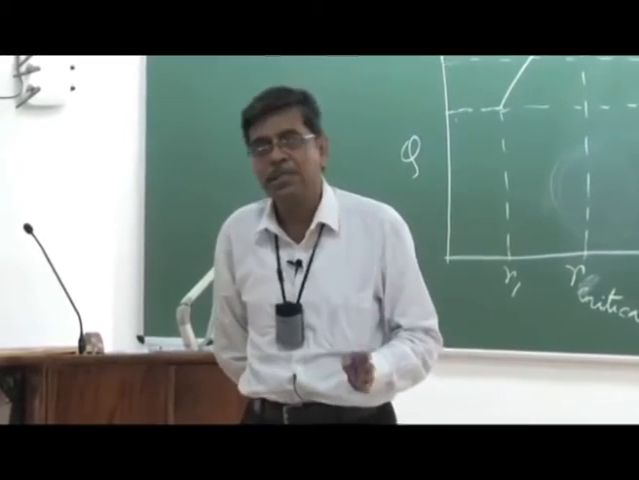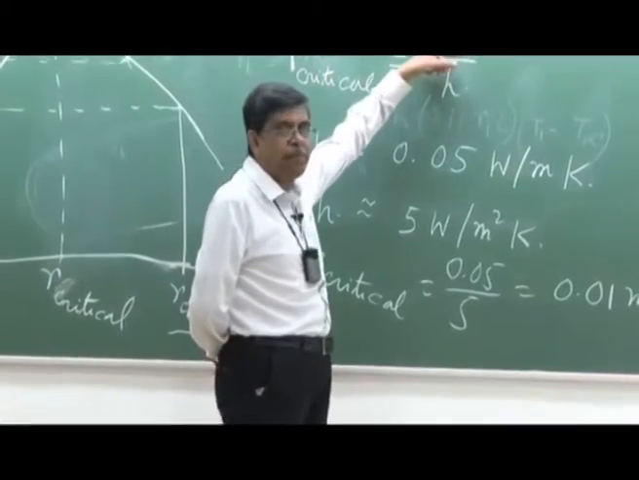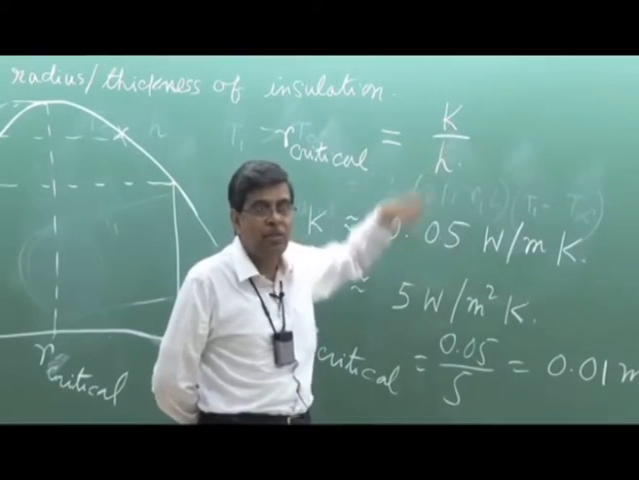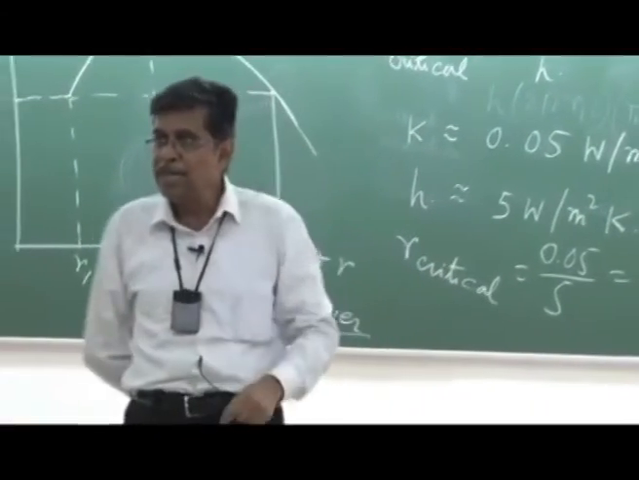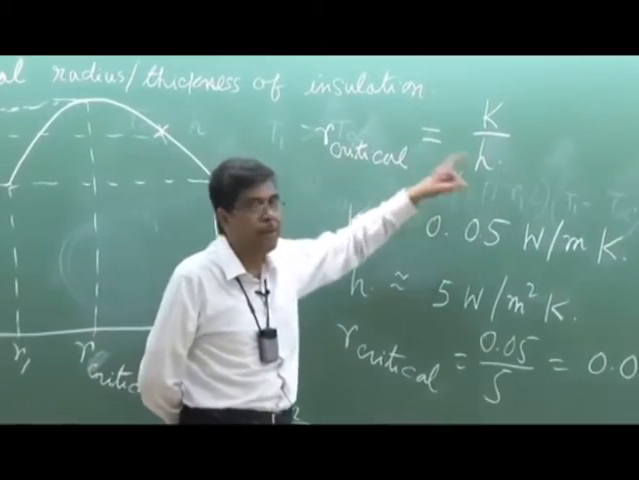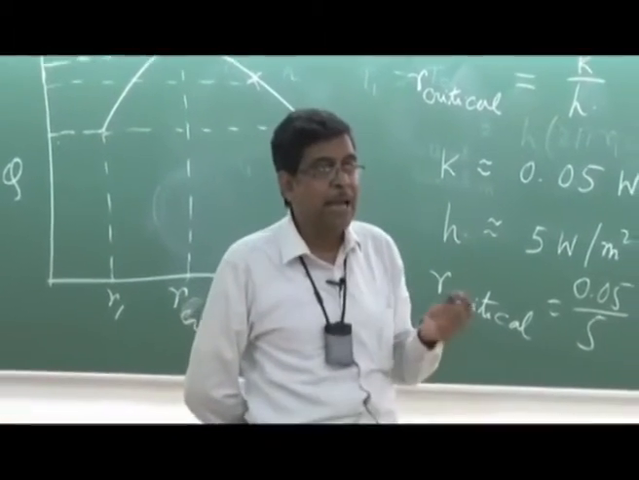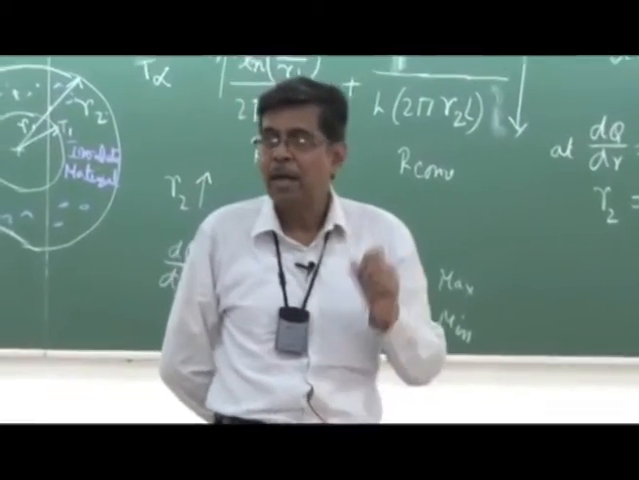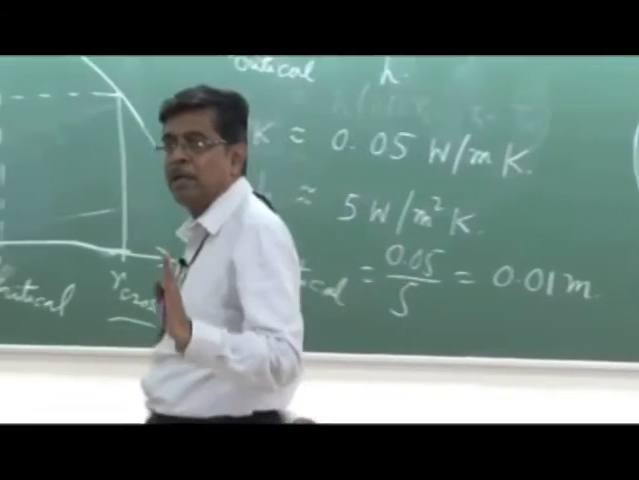Clear? So therefore, it is the critical radius of insulation which is more important, and it is directly dependent on K, obviously. If K is very high, it will be conducting, so insulating material K should be low. So if K is lower, we require less radius. Similarly, if H is lower, you require higher radius, and if H is higher, you require lower radius. Okay, clear?